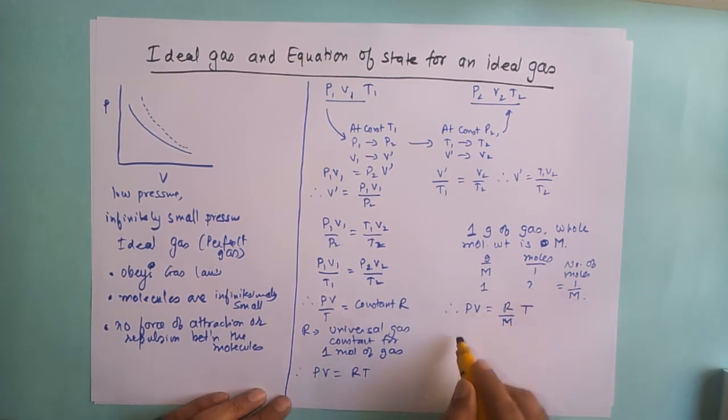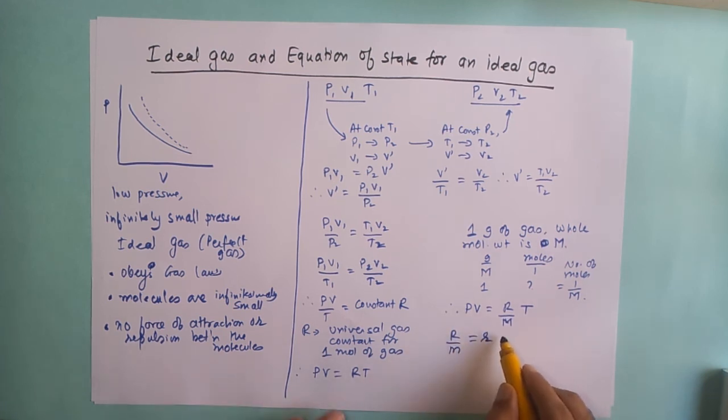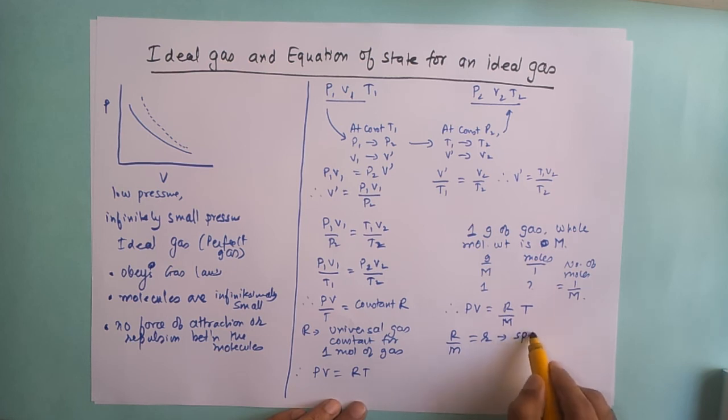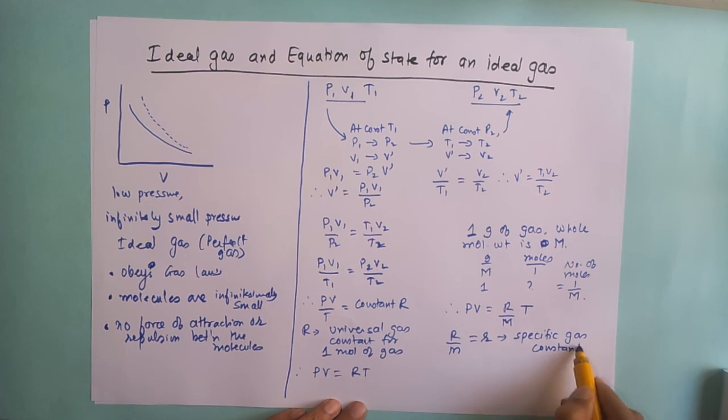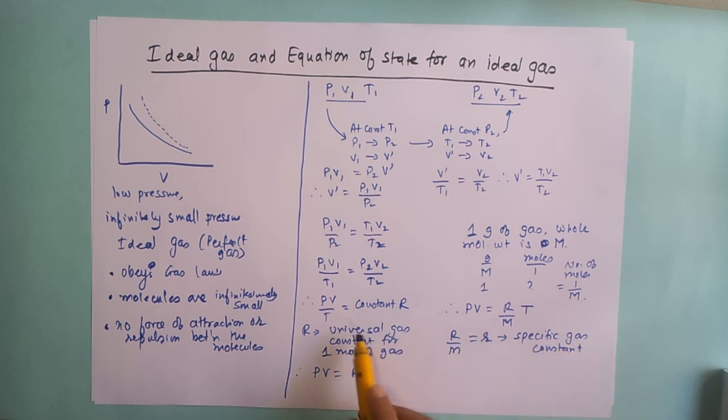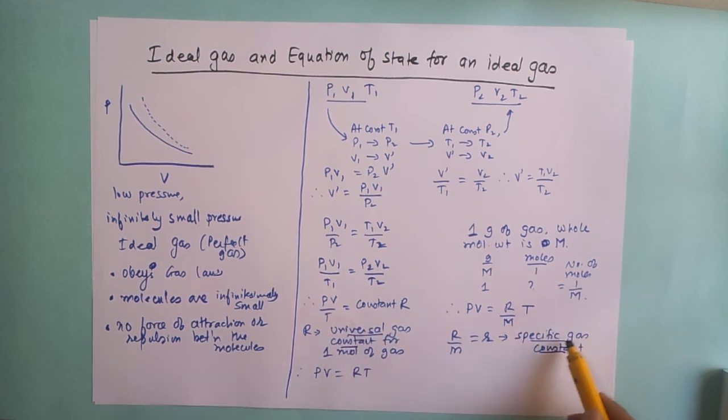And this term R upon M is denoted by small r, another constant. And this is a specific gas constant. Specific gas constant because here we get the molecular weight. So this value will keep on changing depending upon the molecular weight. And therefore this is a specific gas constant, whereas this is the universal gas constant. The value of the specific constant will keep on changing as the gases change, whereas here this will remain constant because it's the constant for 1 mole of gas.